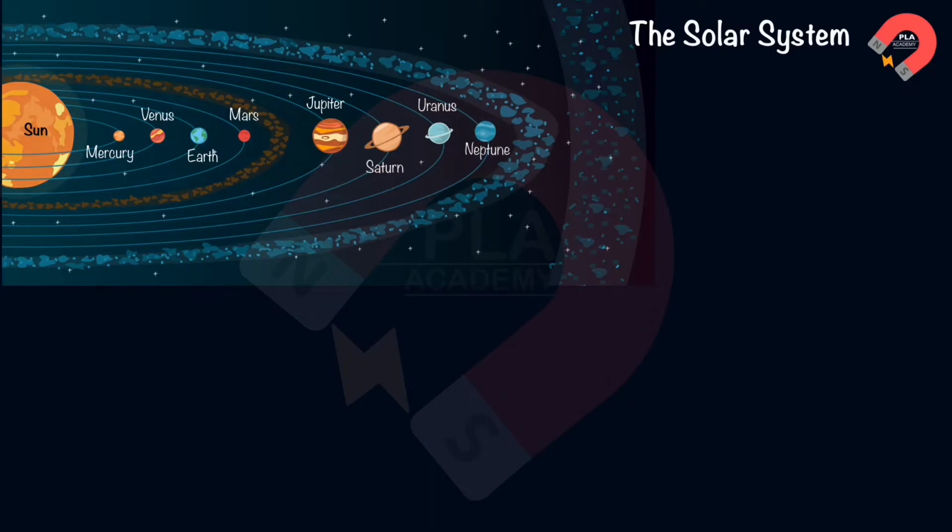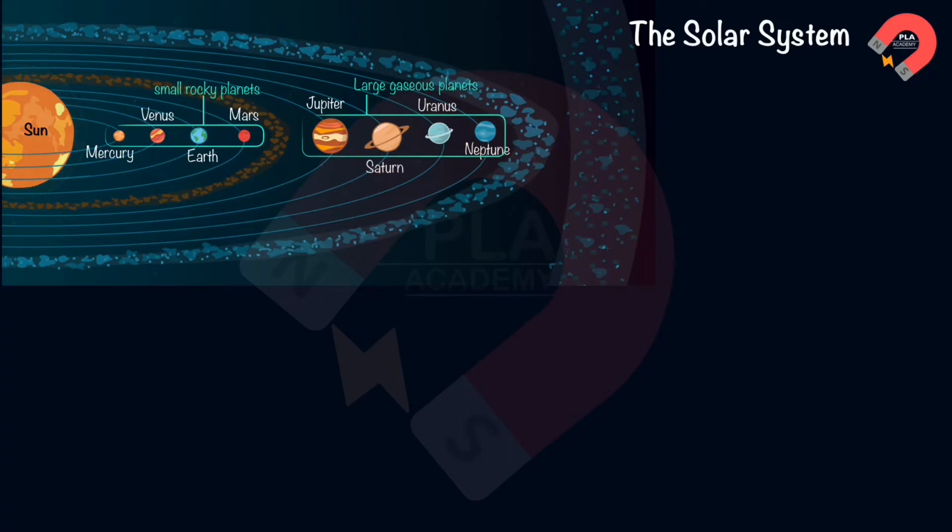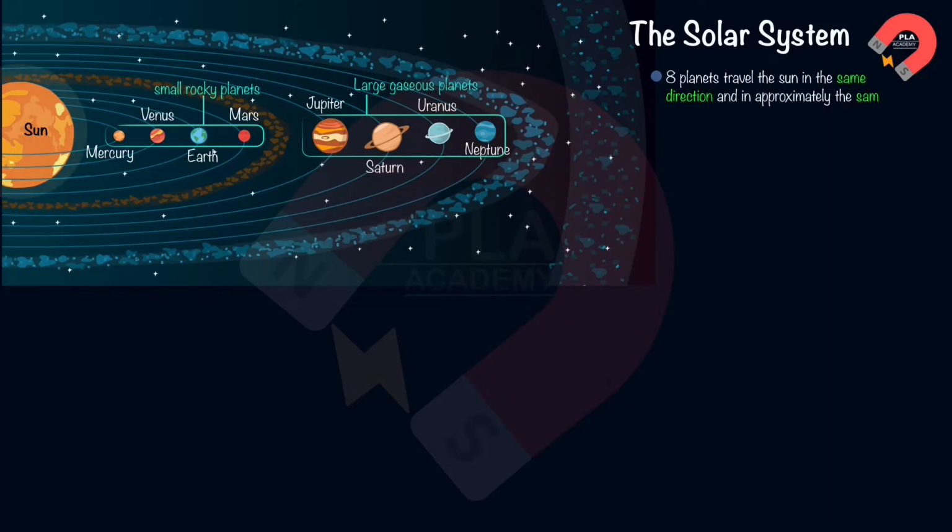There are 4 rocky and small planets, Mercury, Venus, Earth and Mars, that are nearest to the Sun. These are small and dense, and mainly made of rock and iron. There are 4 gaseous and large planets, Jupiter, Saturn, Uranus and Neptune, that are the furthest from the Sun. These are large, mainly gas, and have no solid surface, although they do have a solid core. The 8 planets travel around the Sun in the same direction, and in approximately the same plane.